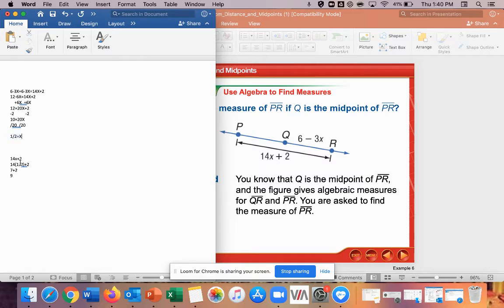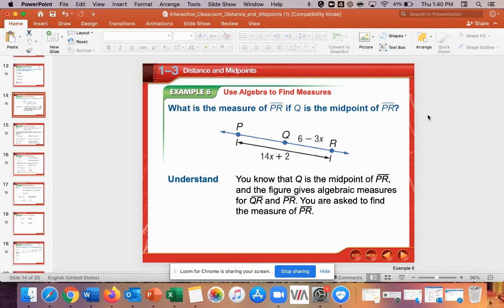All right. Then we've got over here, we know that PR is 14x plus 2. We know that x equals 1/2. So instead of 14 times x plus 2, we do 14 times 1/2 plus 2. 14 times 1/2 is 7, plus 2 is 9. All right, so as you can see, you get the same answer. I just think it's better than, instead of dividing by 2, I think it's better to add 2.